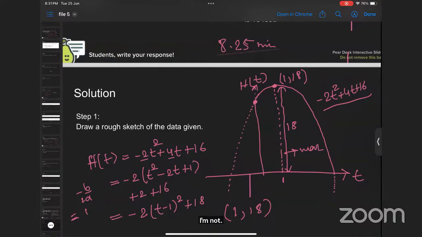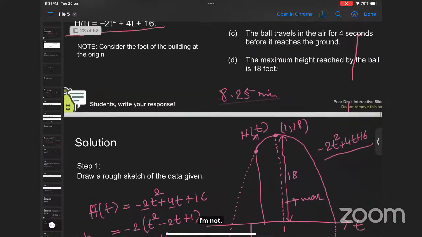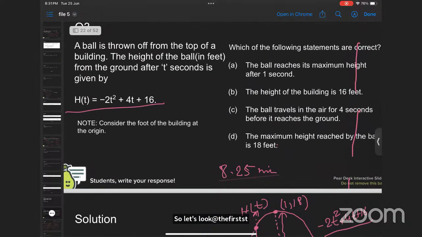So let's look at the first option, that the ball reaches its maximum height after 1 second. Is it true? Yes, ma'am. And let's look at the fourth option. The maximum height is 18 feet. Is it true? Yes, ma'am. So option A and option D, we have already done.